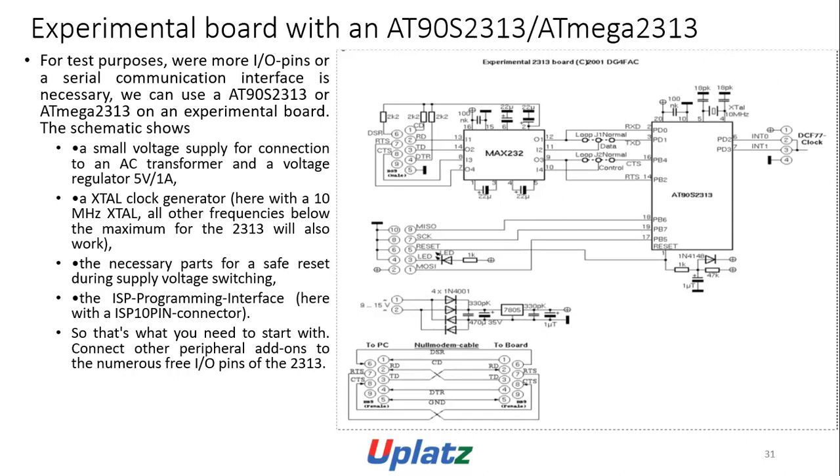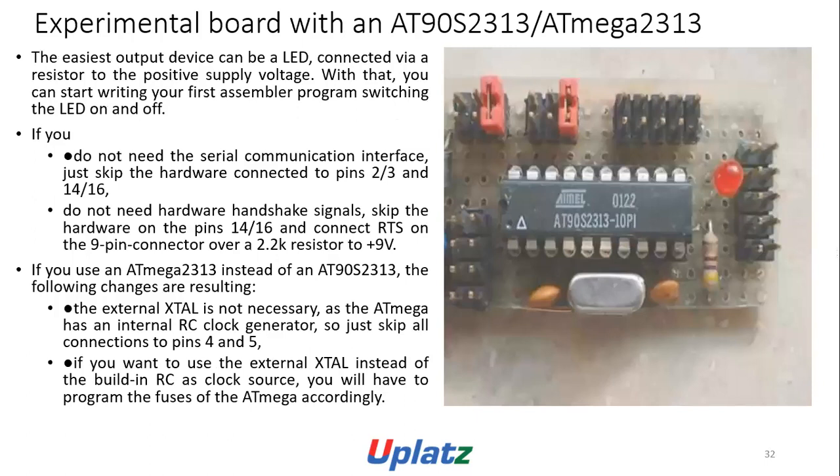the ISP10 pin connector. So that's what you need to start with. Connect other peripheral add-ons to the numerous free I/O pins of the 2313. The easiest output device can be an LED connected via a resistor to the positive supply voltage. With that, you can start writing your first assembler program switching the LED on and off. If you do not need the serial communication interface, just skip the hardware connected to pins 2/3 and 14/16. If you do not need the hardware handshake signal, skip the hardware on pins 14/16 and connect RTS on the 9-pin connector over a 2.2K resistor to 9 volts.